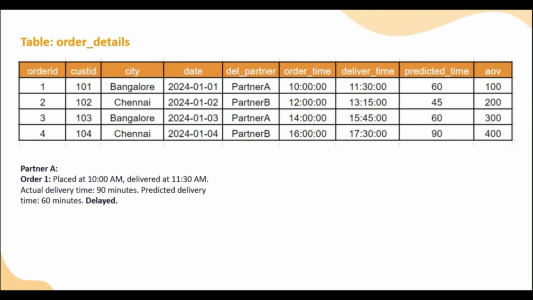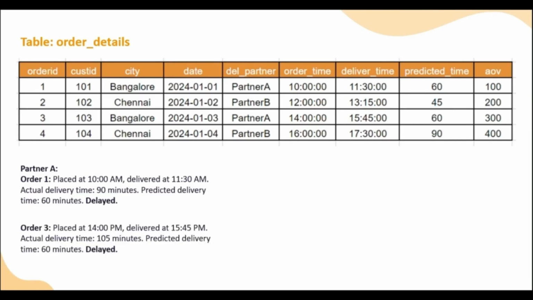Now if we see order number 3, which was delivered by partner A again, it was placed at 2 p.m. and delivered at 3:45 p.m. So we can say that the actual delivery time is 105 minutes, which is greater than the predicted delivery time of 60 minutes. So this order is again delayed.